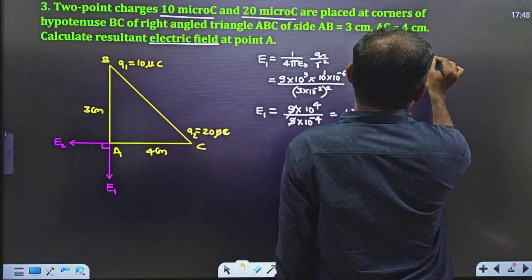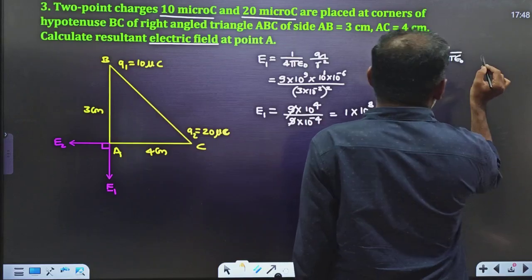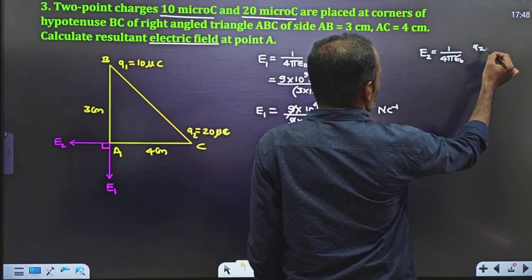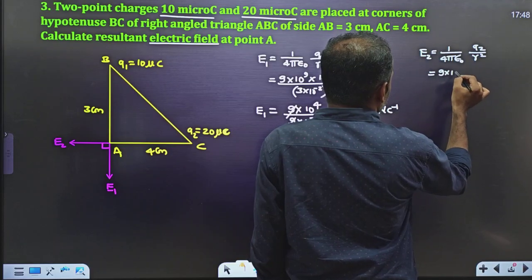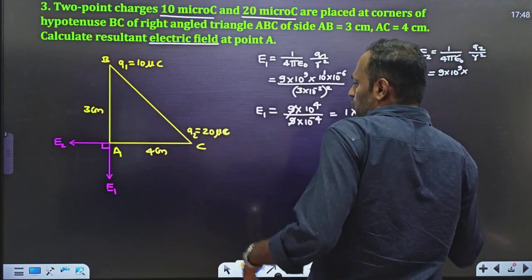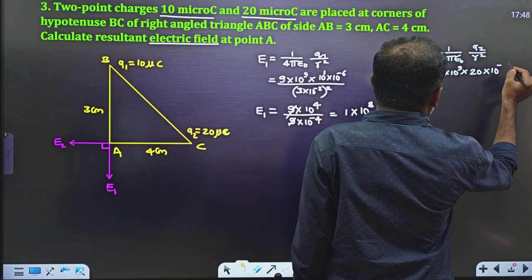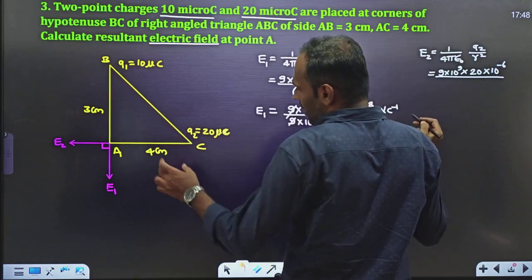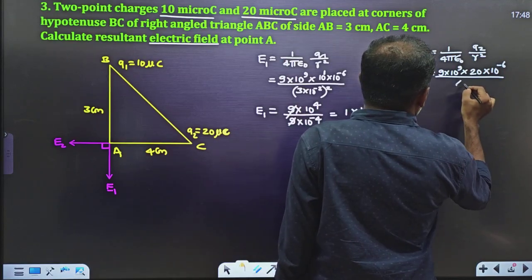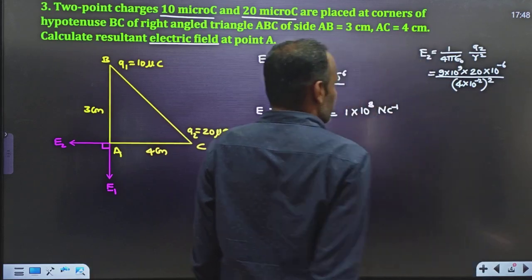E2. See, E2, again write the formula: 1 by 4 pi epsilon naught Q2 divided by R square. 1 by 4 pi epsilon naught is 9 into 10 raised to 9. What is Q2? Charge number 2, that is 20 microcoulomb. So 20 into 10 to the power minus 6 divided by R square. How much is R? R is 4 centimeter. I will take it in meter. 4 into 10 to the power minus 2 whole square. Meter.